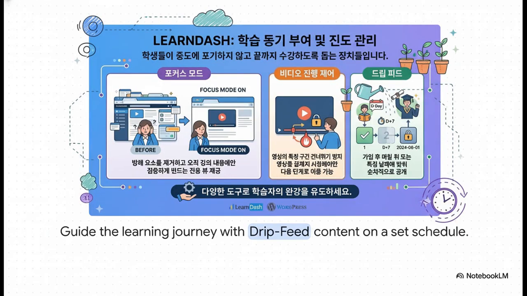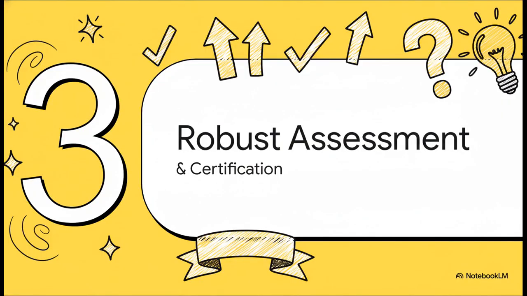Another really clever way to guide that learning journey is to control the pace. They call it drip feed content. Basically, you can unlock new lessons on a set schedule. Maybe a new module drops every Monday. This is great because it stops students from getting overwhelmed and helps make sure they're actually absorbing the material before jumping ahead.